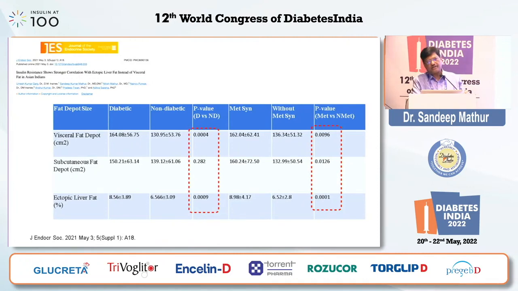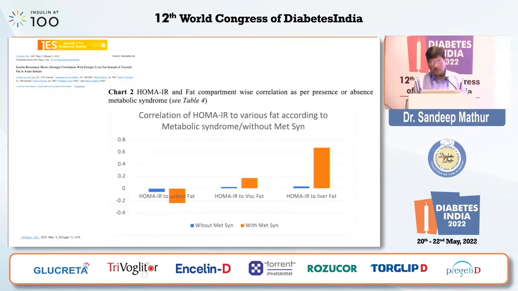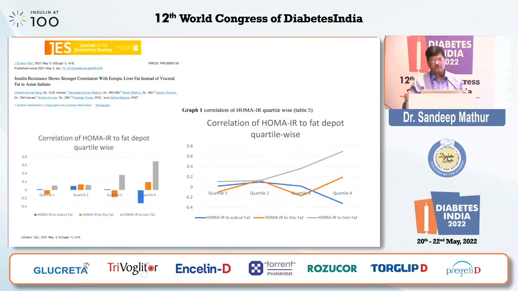Ectopic fat was also very high in diabetics, so this was expected. Similarly, in metabolic syndrome, all three compartments have higher fat. But when it comes to correlation, HOMA-IR correlates with your ectopic fat. Metabolic syndrome correlates to ectopic fat, not to the intra-abdominal non-subcutaneous fat. There is no correlation. Number two, in this category, even your visceral fat is protective with low HOMA-IR, and it is very pathologic in higher. So this picture is the correct picture. I can tell you, sir, have a look at it.